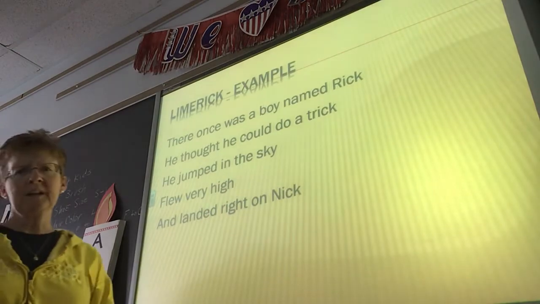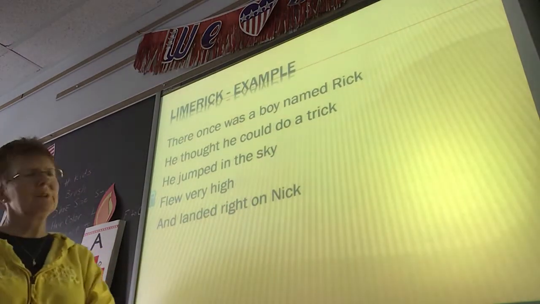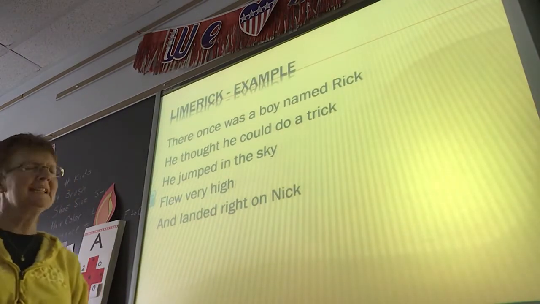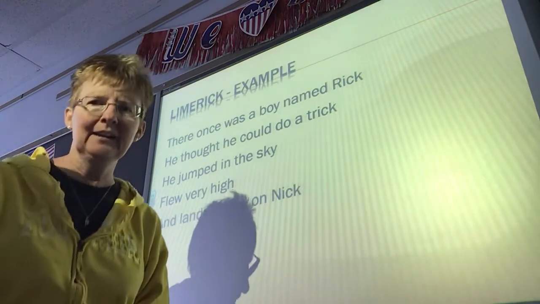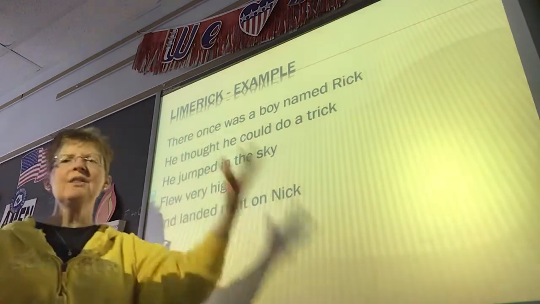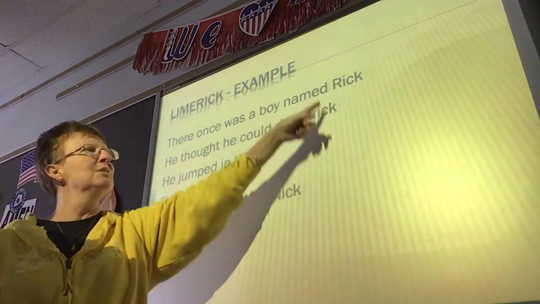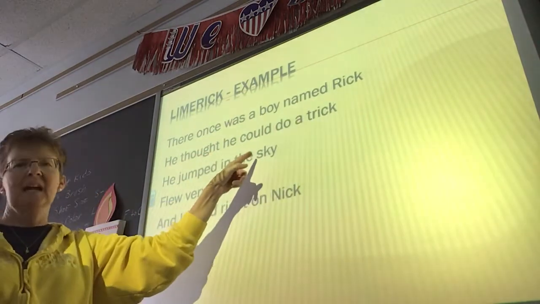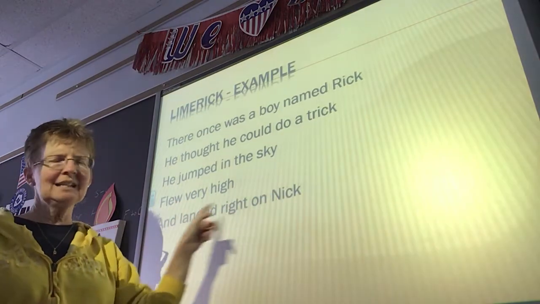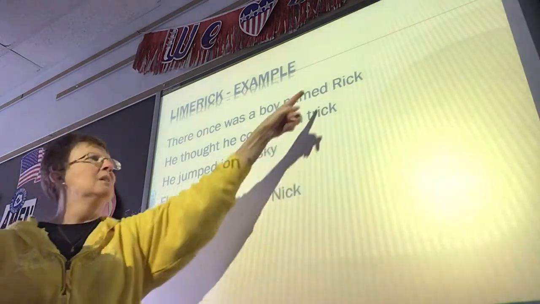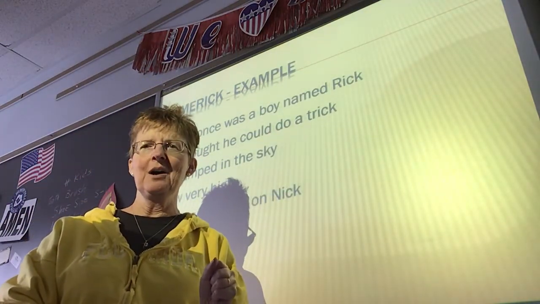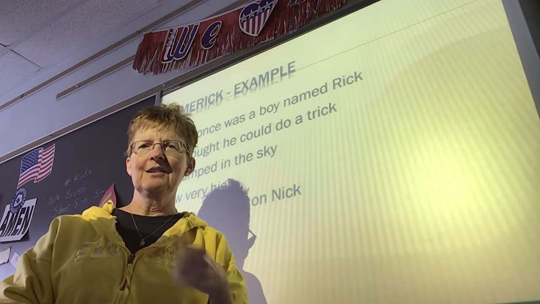There once was a boy named Rick. He thought he could do a trick. He jumped in the sky and he flew very high and landed right on his friend Nick. So there you have it, a limerick. There's a rhythm to a limerick. Line 1 and line 2 rhyme, Rick, trick. Line 3 and 4 rhyme, sky, high. And then the last line, line 5, rhymes with line 1 and 2, Rick, trick, Nick. Somebody did a limerick for our name game thing that we did, I don't remember who.